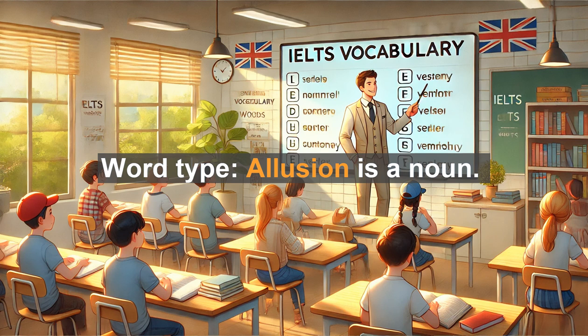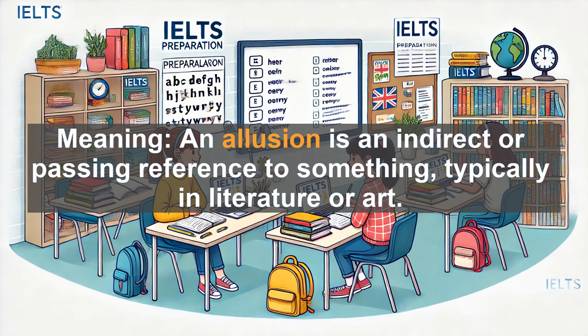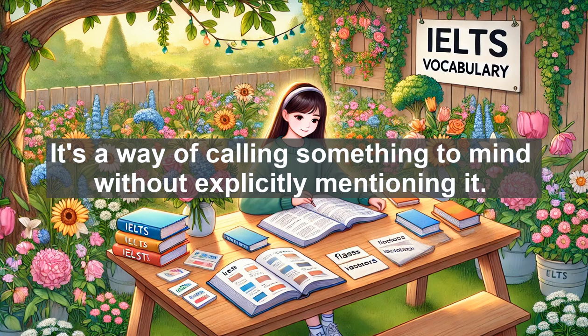Word type. Allusion is a noun, meaning an allusion is an indirect or passing reference to something, typically in literature or art. It's a way of calling something to mind without explicitly mentioning it.